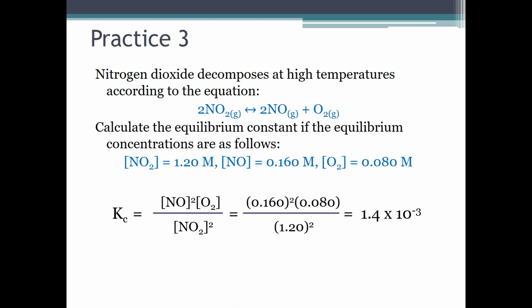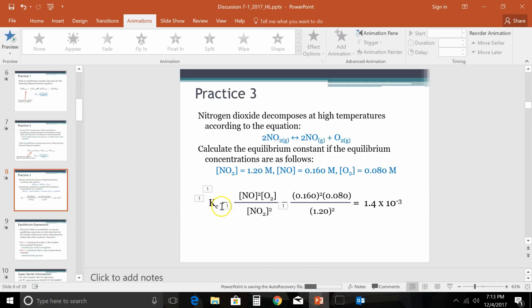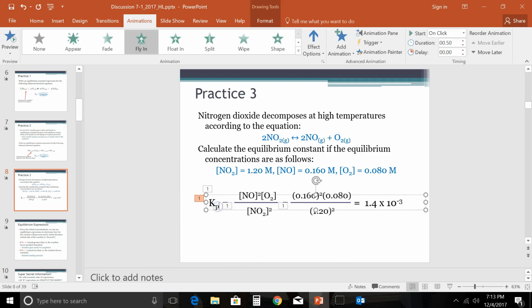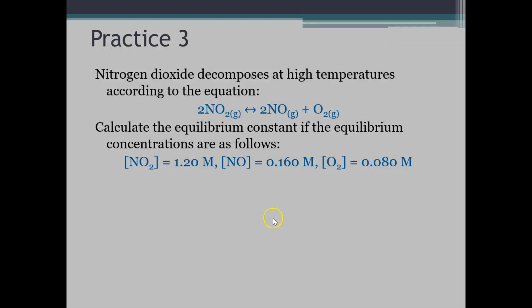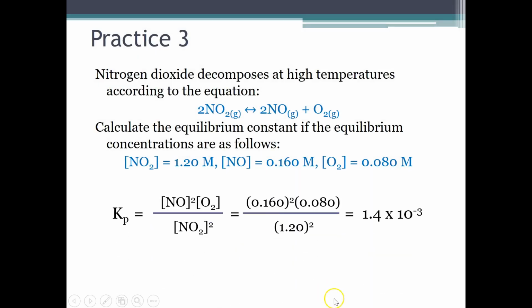Alright, now in this case, it should say K sub P. I'm going to go ahead and change that right now, although it's a little bit awkward during the video. This way it'll be fixed when we teach it in class. Alright, so K sub P, there's our K expression. When you plug in the values, you should get 1.4 times 10 to the negative third.